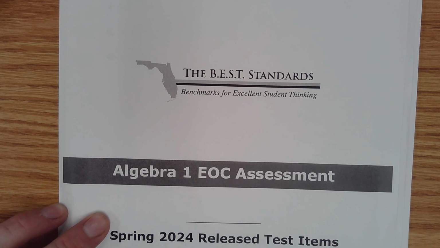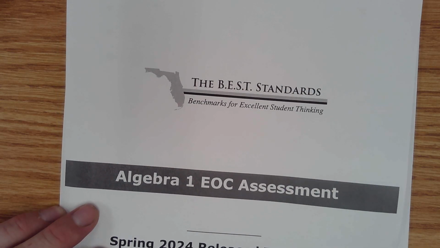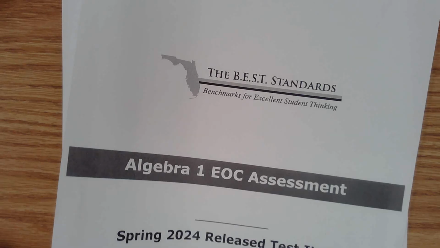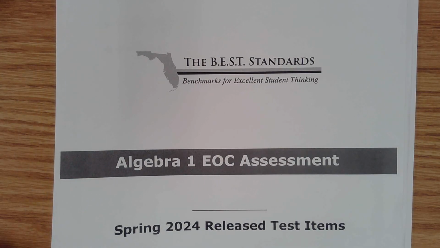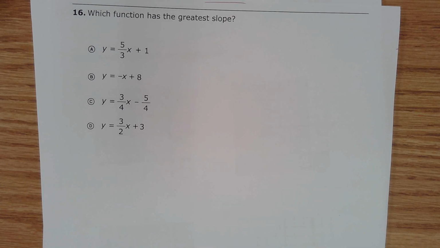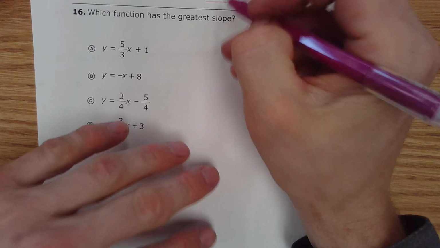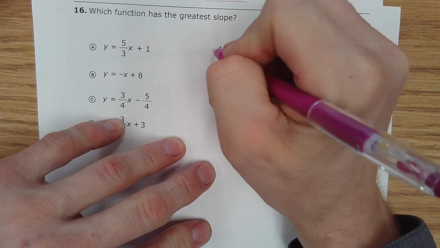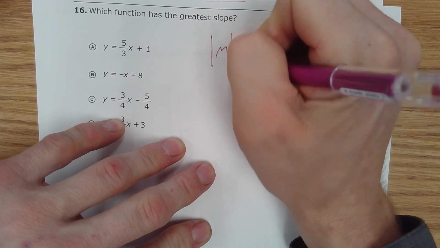All right, so we're going to continue on this one. We're going through questions 16 through 20 inclusively. So let's start with question 16. It's like, which one of these has the greatest slope? So we're looking at the absolute value. Which one has the greatest absolute value of m?